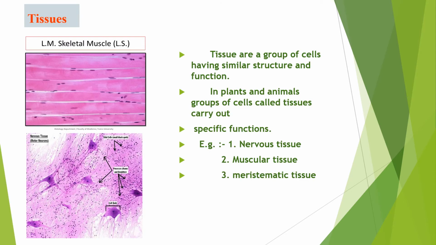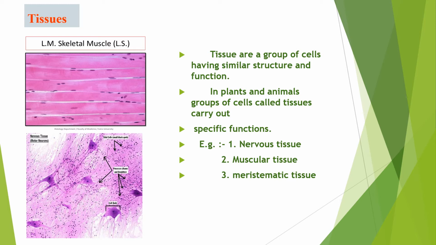Composition of these tissues. Tissues are a group of cells having similar structure and similar function. In plants and animals, groups of cells called tissues carry out specific functions. I have given you some examples over here: the nervous tissue, the muscular tissue, and the meristematic tissue. You have the muscular tissue picture over here and the nervous tissue below that. You can look, they are a group of cells clustered together in a particular place and they do a specific function. They cannot deviate and carry out other functions.